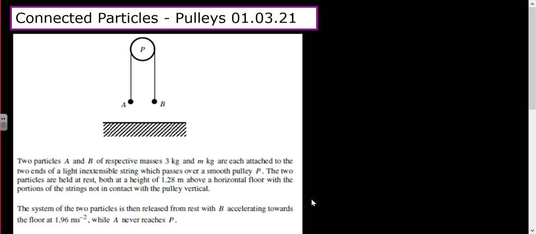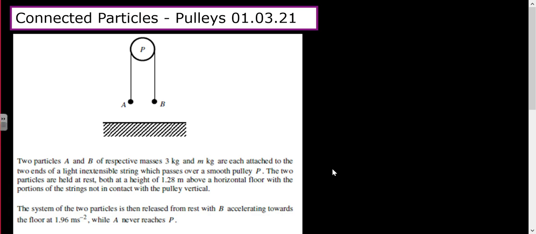So what we have here is a pair of connected particles that are strung over a pulley. So we need to take in some facts about the question. We've got two particles A and B, with respective masses 3 kilograms and m kilograms. We have a light inextensible string, which means the string cannot stretch. However, it can squish up. The two particles can move closer to each other, but they cannot move any further apart.